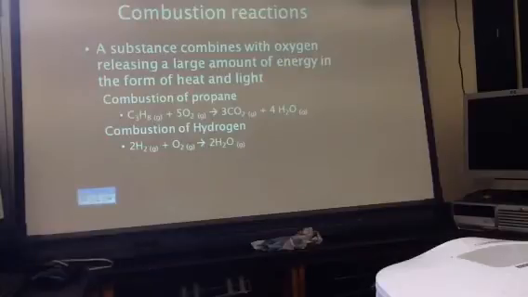So we're going to talk about some specific examples in combustion of hydrocarbons. But let me ask you this. I would like to draw your attention to the combustion of hydrogen down there. 2 moles of H2, 1 mole of O2 yields 2 moles of H2O. It's a combustion reaction. We're combining hydrogen and oxygen. Out of it, we would get some heat, we would get some light. We get water as a product, as a gas.